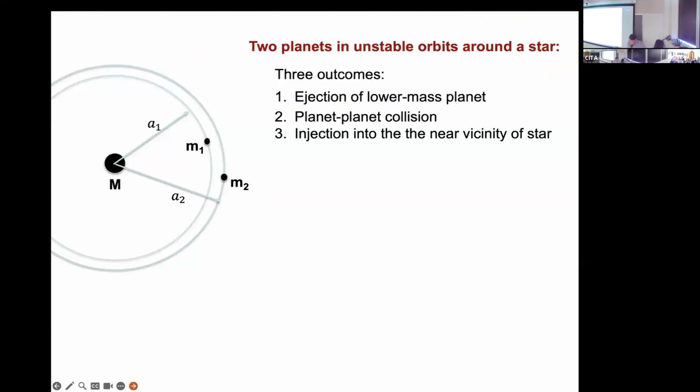Now, this is really similar to a planetary dynamics problem. In the planetary context, you have two giant planets orbiting around a star, and many of you have done this kind of problem. There are usually three outcomes. The first is that the lower mass planet will be ejected. The second is that the two planets may collide with each other. The third is that one of the planets will be injected into the star and collide with it.